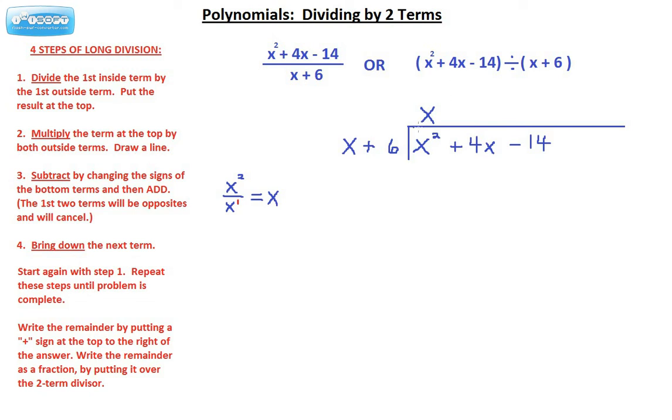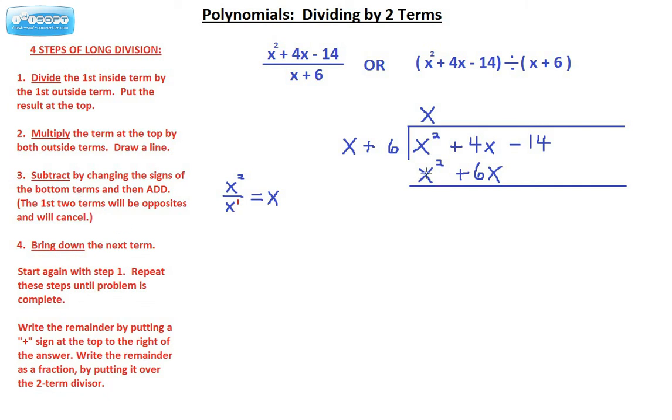Next, we multiply the term at the top by both outside terms. We first multiply x times x, and then x times 6, and we write the result underneath these terms inside. This completes our second step, so now we're ready for the third step.